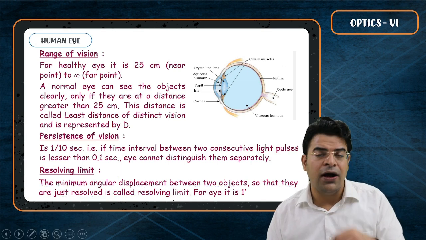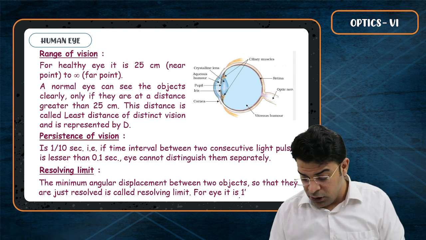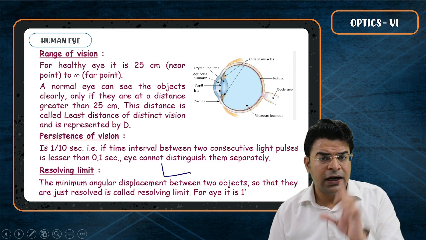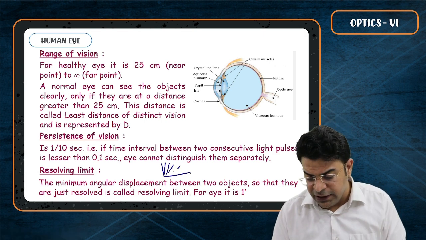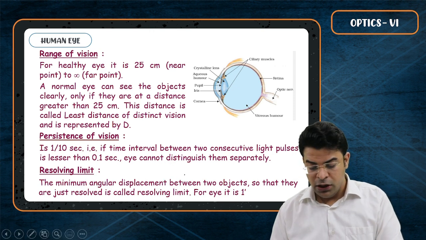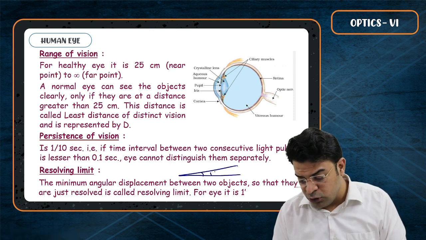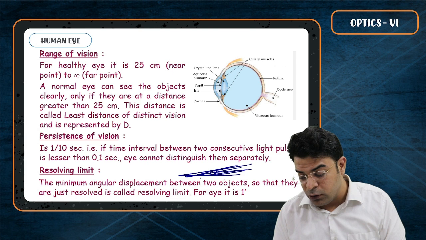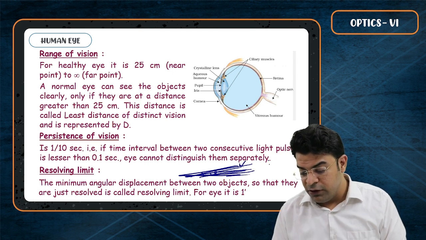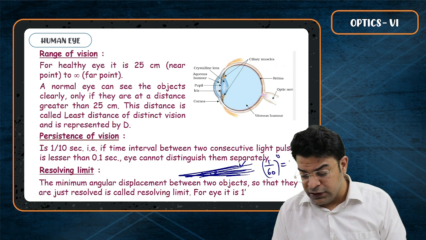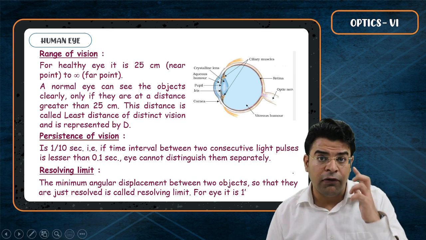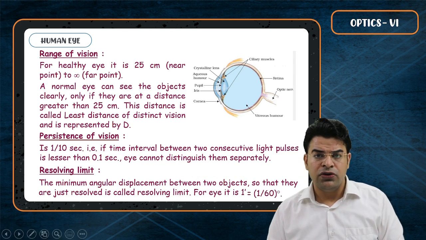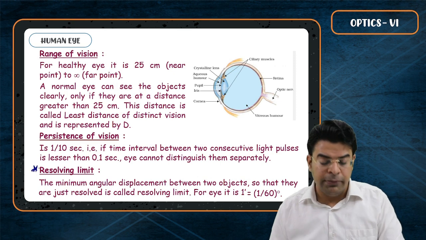For a healthy human eye, the resolving limit is 1 minute. What is the meaning of 1 minute? You take a right angle, it is 90 degrees. If you divide it into 90 equal parts, you will get 1 degree. Now, if you take 1 degree, such a small angle, and divide it into 60 equal parts, then one such angle will be 1 by 60 degree, and that is called 1 minute. So the resolving power of a human eye is 1 minute, which is as good as saying 1 by 60 degree. Let's see one example based on this resolving limit of the human eye.